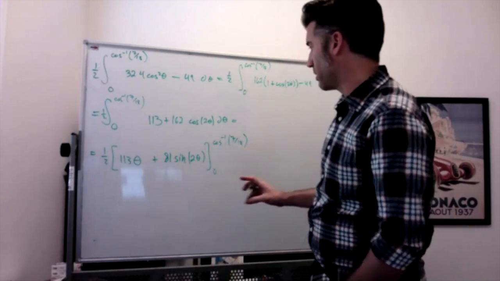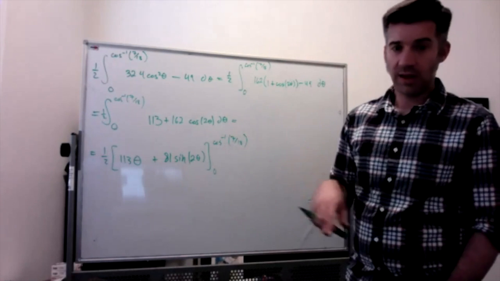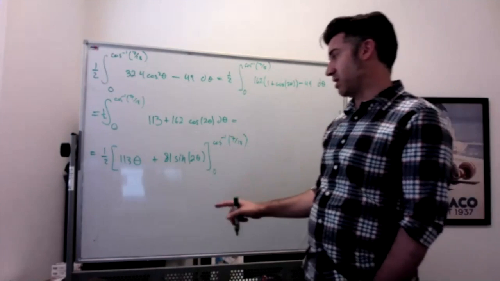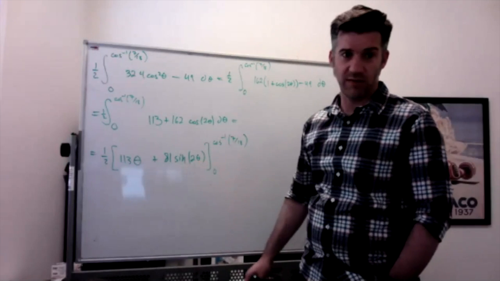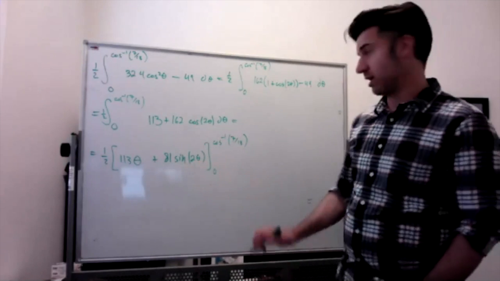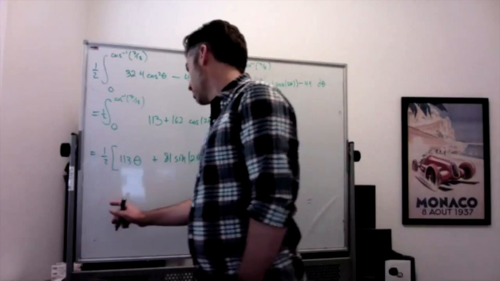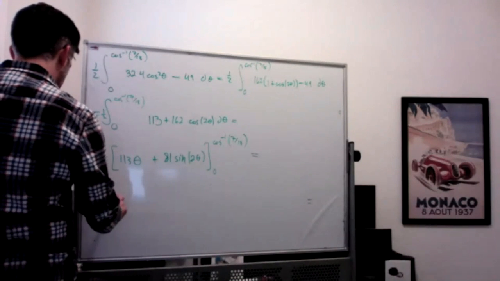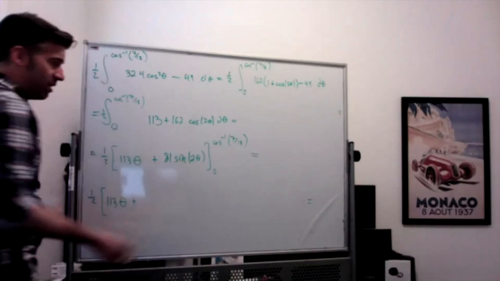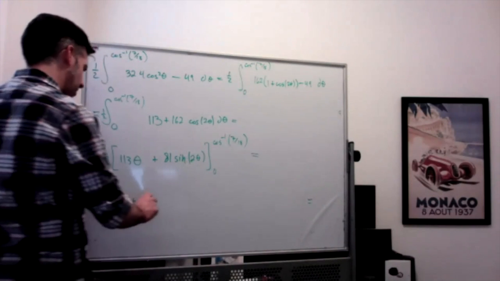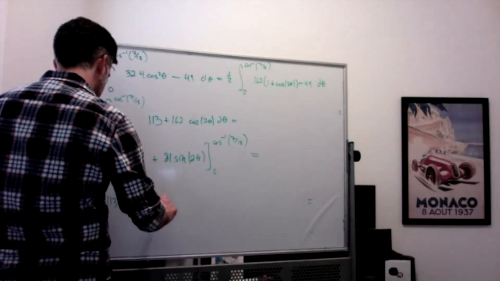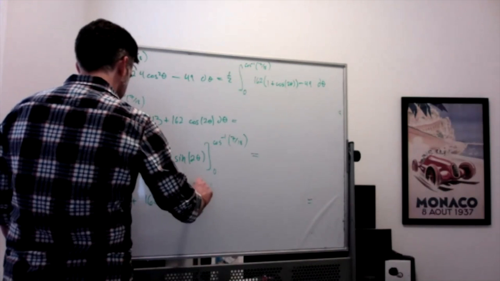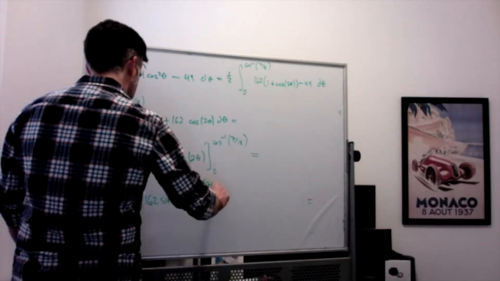Now here's the deal. Like before, when we were doing trig substitution, I really don't want to write my answer as sine of 2 times inverse cosine of 7/18. I want to use a trig identity to make it nicer. So let's leave the 1/2 out: 1/2 times 113 theta plus, since sine 2 theta is 2 sine theta cosine theta, 81 times 2, so 162 sine theta cosine theta, from 0 to inverse cosine of 7/18.